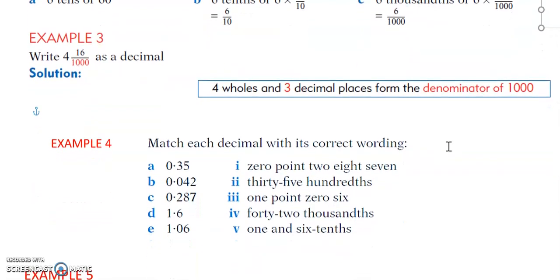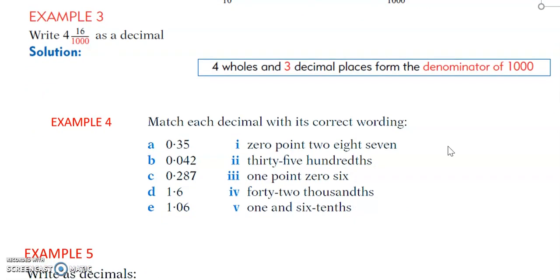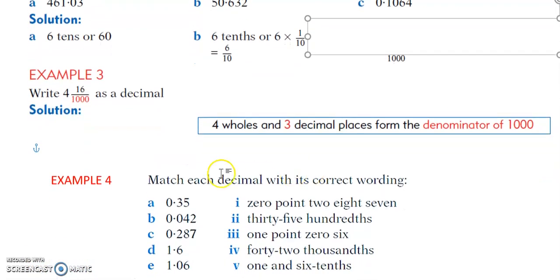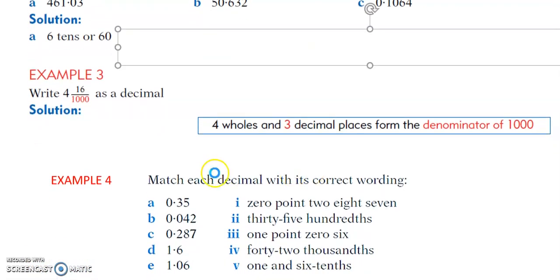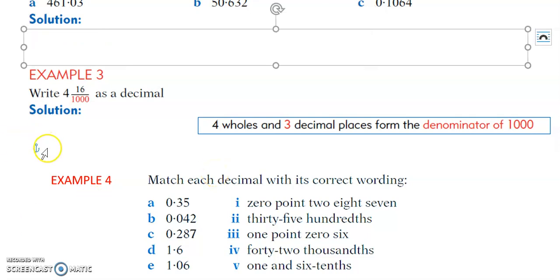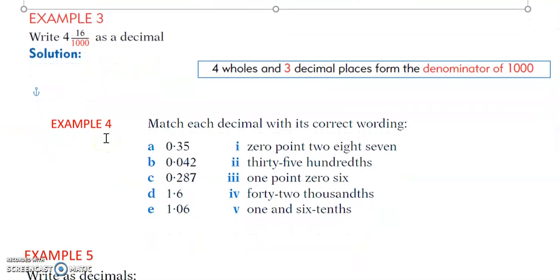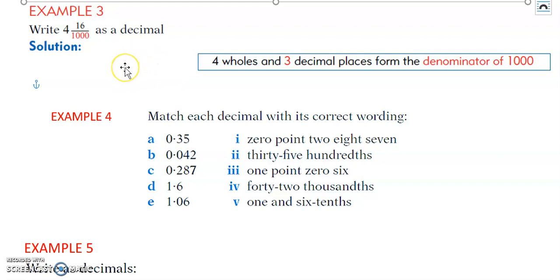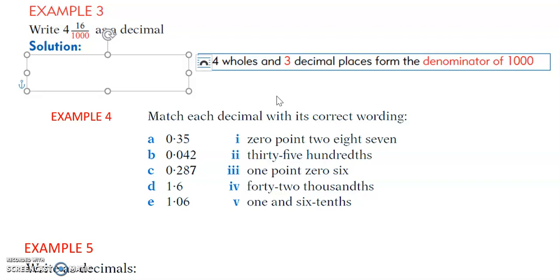In example 3, I'm looking at going backwards. Okay, so it's saying write 4 and 16 over 1,000 as a decimal. So in this one, I know it's 4.016 because I need 3 spots after that point. Okay, I need 3 spots after that point.